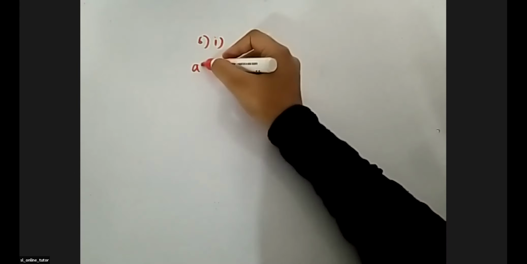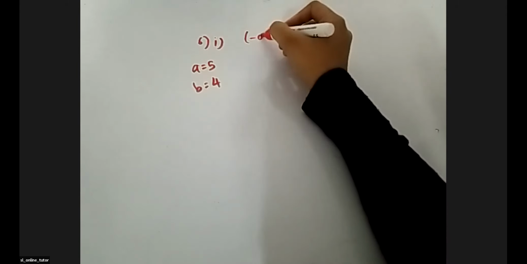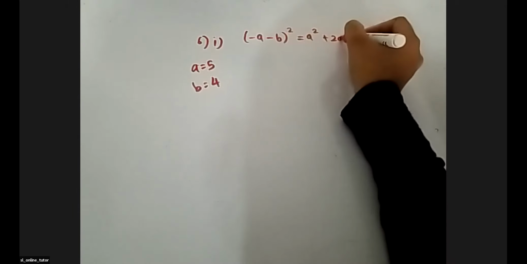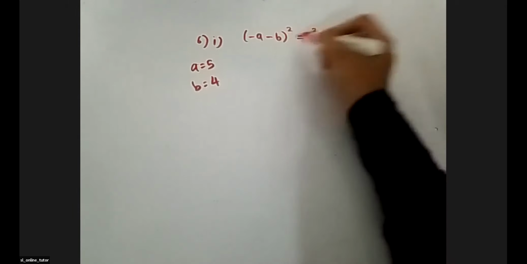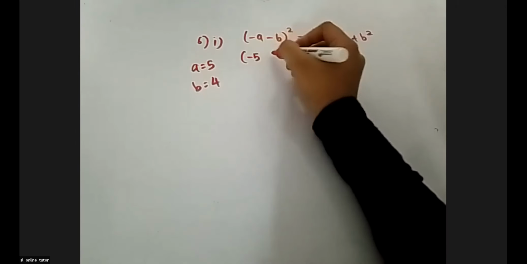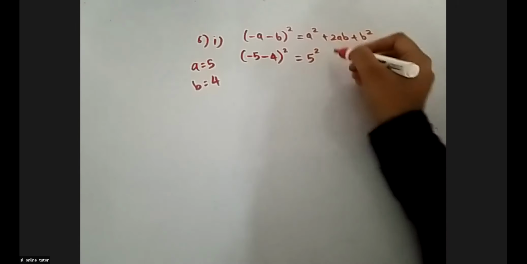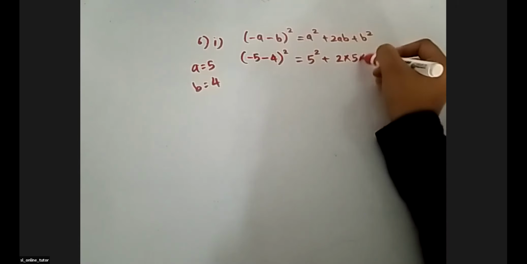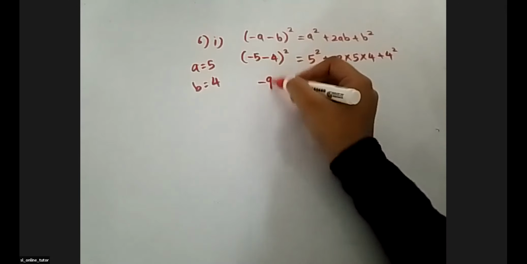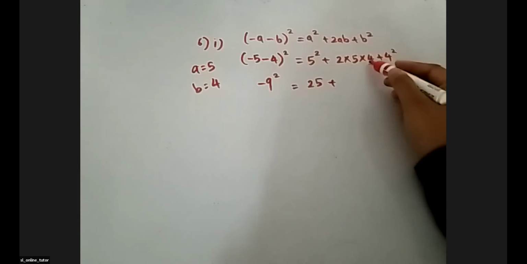It says a is equal to 5, b is equal to 4, and we have to show that (−a − b)² is equal to a² + 2ab + b². You have to verify whether both sides are getting the same answer. So if we substitute the numbers, (−5 − 4)², and if I substitute, 5² + 2 × 5 × 4 + 4². Here you get (−9)². Here you get 25. 5 times 4, 20, into 2.